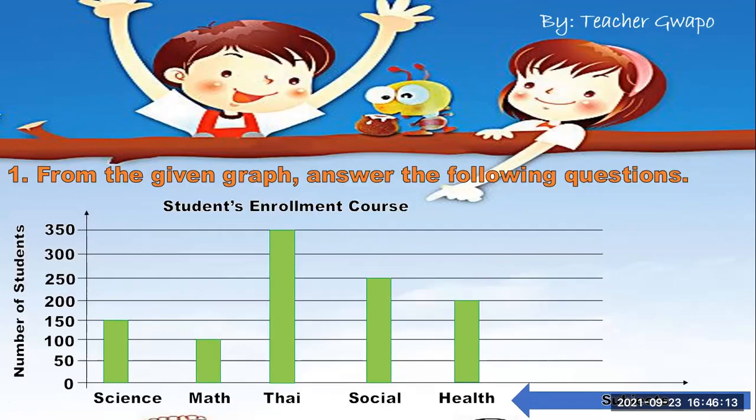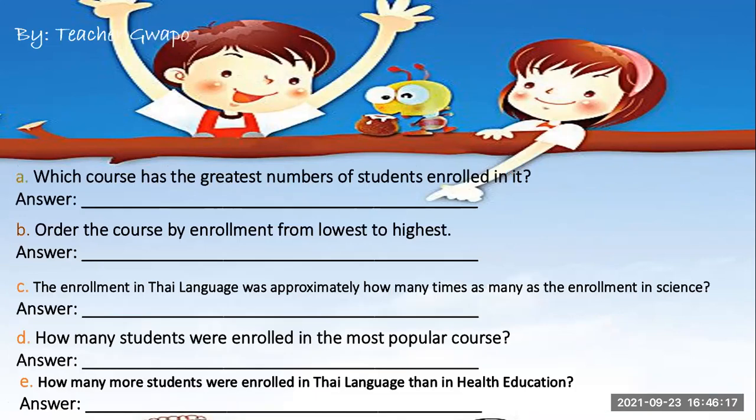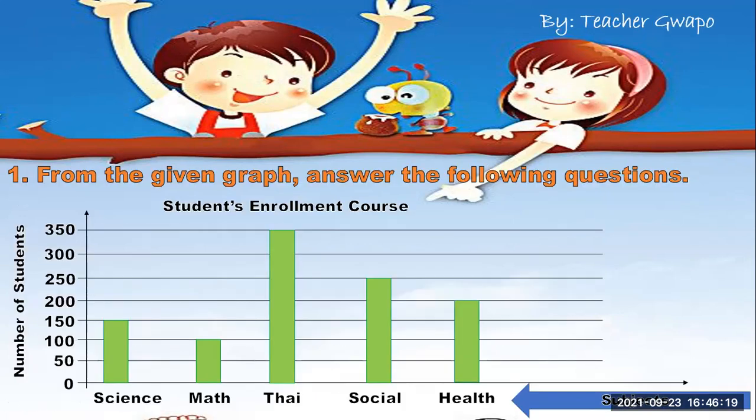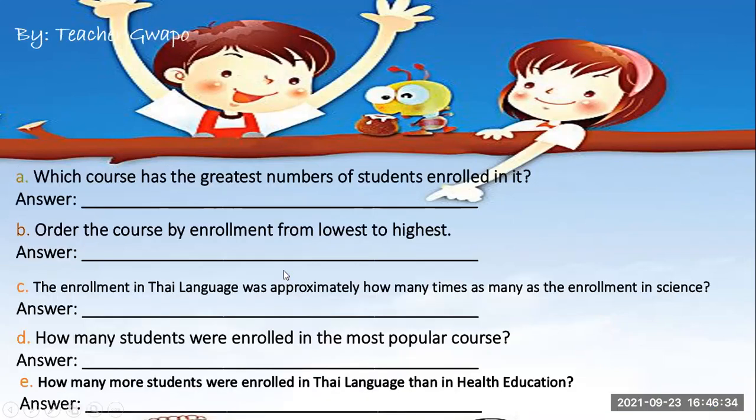Now, look at the bar graph here. As you can see here, the greatest number of students enrolled is in Thai language. Why? There are 350. This is the highest. So the greatest number of students enrolled is in Thai language. So let me write here, Thai language. So you have to answer in your book if you have this book.